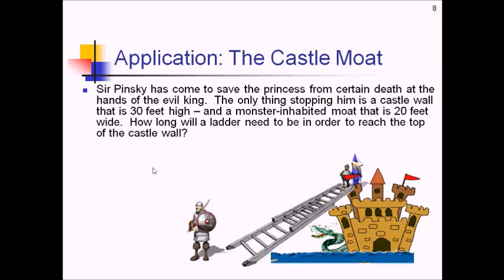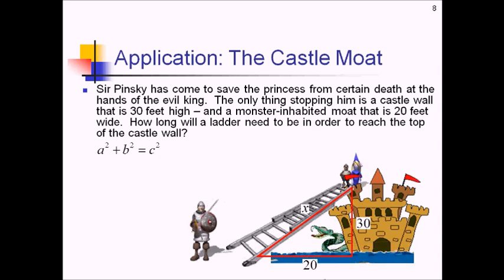So how do we do this? Well, we know that we have a triangle formed by the ladder and the wall. Let's pretend this castle wall is perfectly straight so we get a nice right triangle. And we know that we have 30 feet going up, and this is not drawn to scale, but we have a 20-foot moat, and we are looking for this third side, aka the hypotenuse. How do we find the hypotenuse in the right triangle? You got it. A squared plus b squared equals c squared, the Pythagorean theorem.